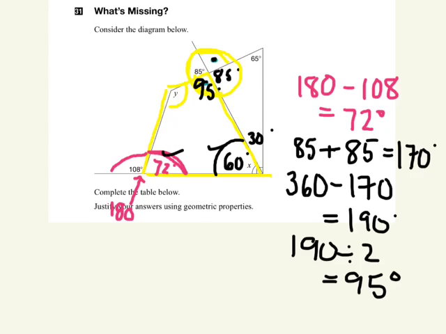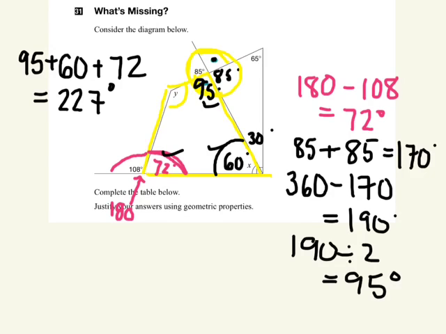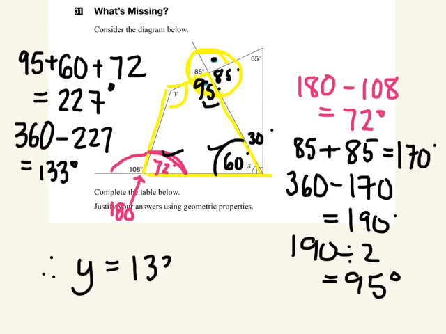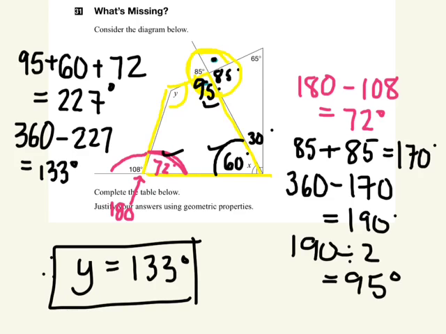You have 1, 2, 3 out of the 4 angles in the quadrilateral. The sum of angles in a quadrilateral add up to what? 360. Okay, so what are we going to do to find the missing angle y? We're going to add them all, and then subtract that from 360 degrees. Good, so 95 plus 60 plus 72, what does that equal? 227 degrees, and we're going to subtract that from 360. 133 degrees. Therefore y is equal to 133 degrees, and we have our justification, and we've just answered the question. We've completed the table.